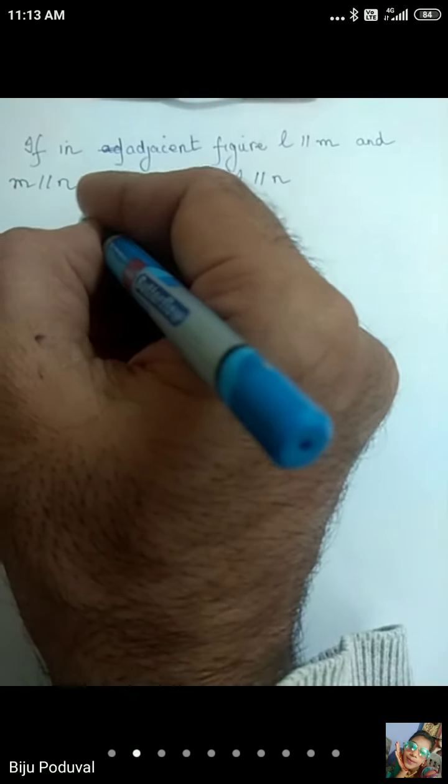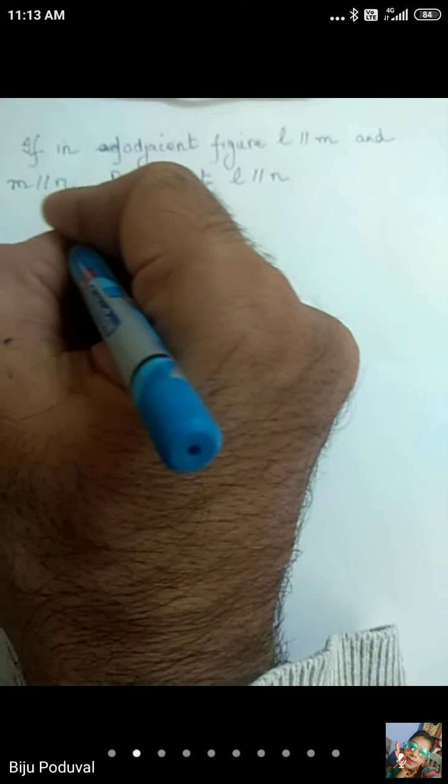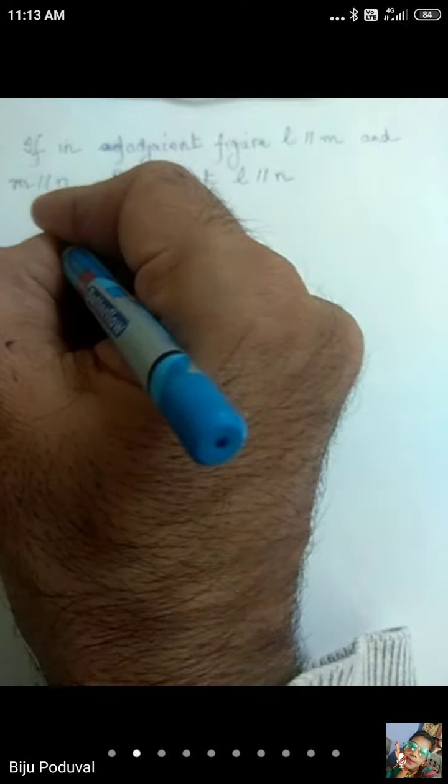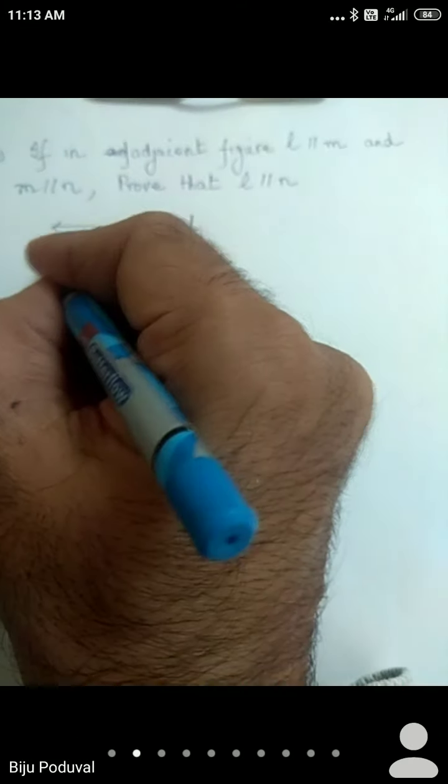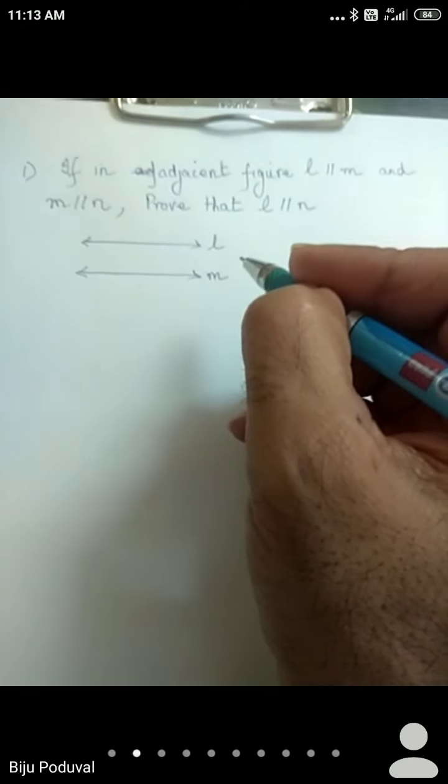So here goes. First thing is what? We draw the figure. We will understand the figure. What have they said? They have said L is parallel to M. Very good. So I will draw M. Please, I am doing freehand. You all should do it with a scale.